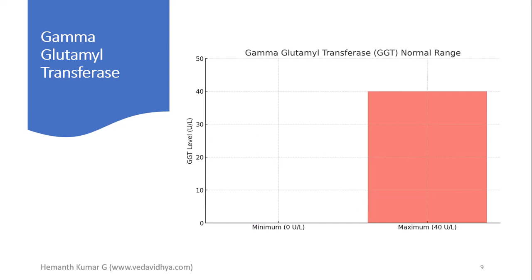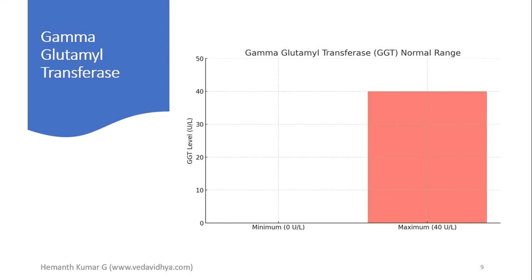It's a sensitive indicator of liver damage, particularly damage related to the bile ducts. The normal range for GGT is generally considered to be 0 to 40 units per liter, although this can vary slightly depending on the laboratory. Elevated levels of GGT are often one of the first signs of liver distress, especially in conditions that cause bile duct obstruction, such as gallstones or tumors in the bile duct.